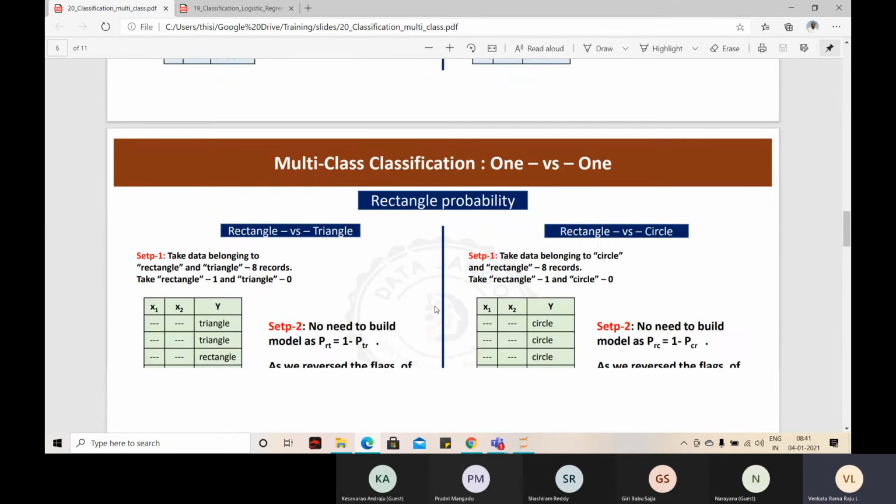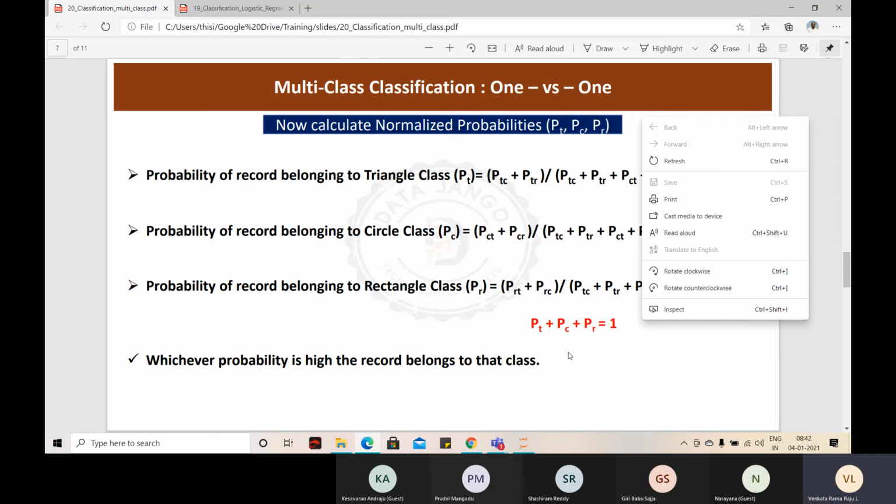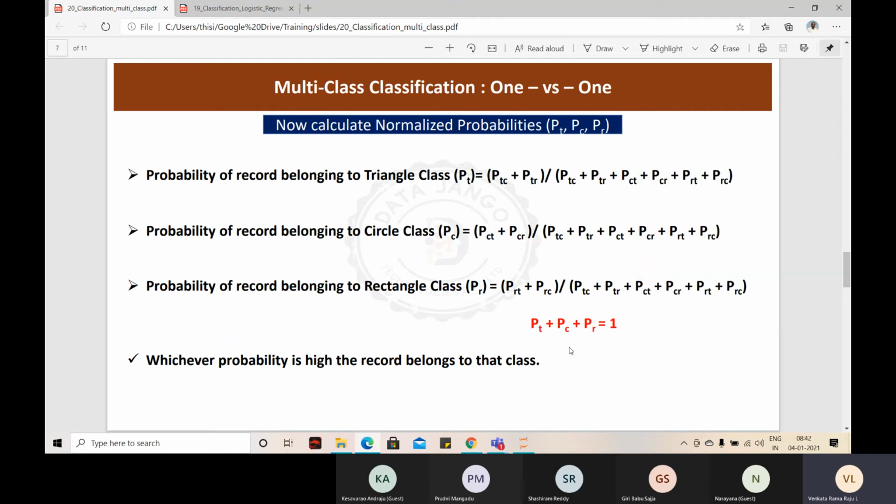So that's how the 1 versus 1 algorithm is going to work. It is going to take the probabilities, weight them, and normalize them. Because when you sum all the probabilities, it should become 1. In any algorithm, when it is predicting probabilities for all the classes, there will be different probabilities, but when you sum them up, you should get 1. So to get that, it is going to normalize it. You take the triangle versus circle and triangle versus rectangle probabilities and divide by all the probabilities: triangle versus circle plus triangle versus rectangle, plus circle versus triangle plus circle versus rectangle.